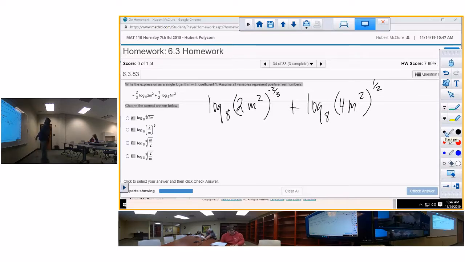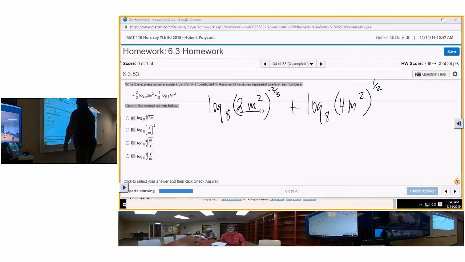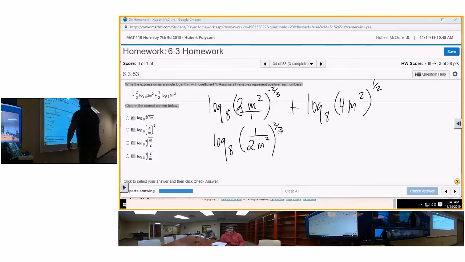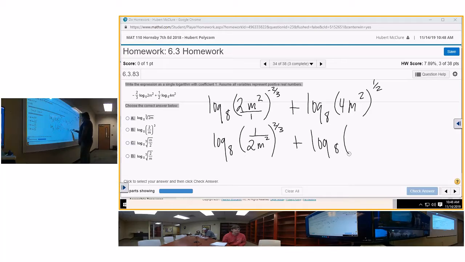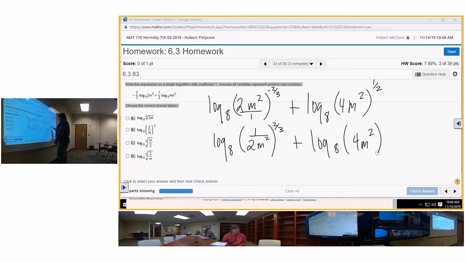Now, do I need to distribute the negative 2/3, or am I going to flip that first one? Why am I going to flip that first one? Because I don't like a negative exponent. So I'm going to write log base 8 of 1 over 2m squared to the 2/3. Do you have to do that? No. You could go ahead and distribute that negative, and that's fine. You'll get the same answer. Log base 8 of 4m squared.